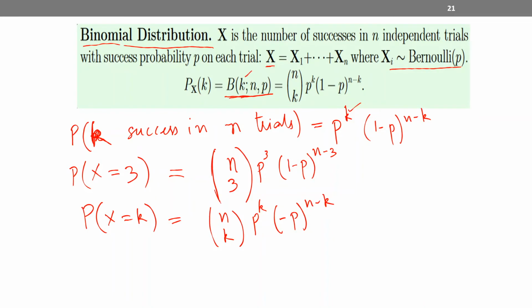So notice the 3 parameters, right? Success, the number of trials, probability of success. So we need these 3 important parameters in order to compute the binomial random variable, or the probability distribution function for any given values of k, right?